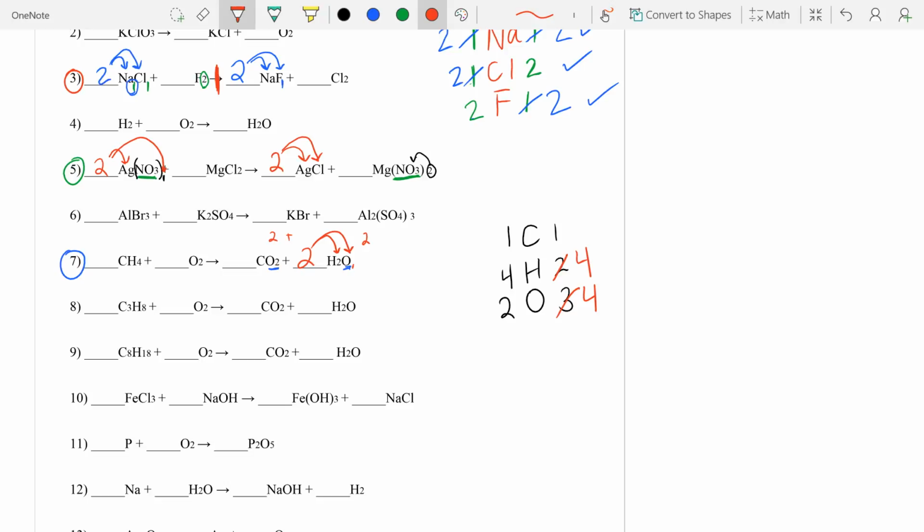It evened out my numbers for me, and so now I can just put a 2 in front of my oxygen, and 2 times 2 is indeed 4. And I can see that I'm now balanced on all sides.